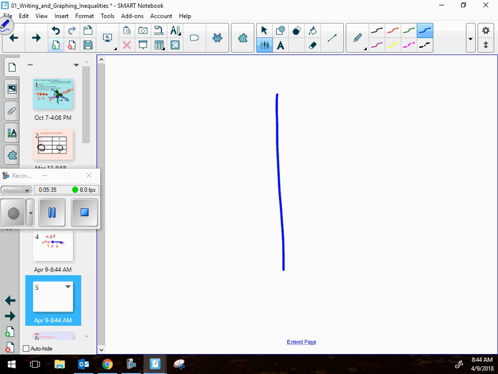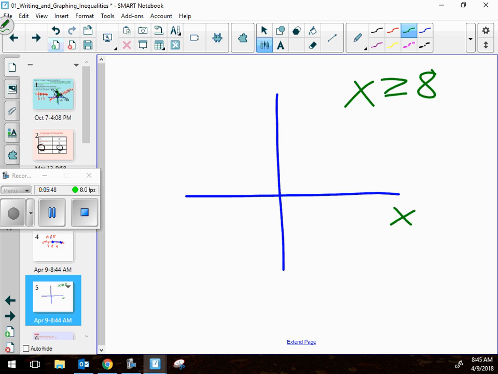How do I, on an XY graph, graph X is greater than or equal to 8? Well, first of all, you got to figure out where X is 8. Do you get this as the X-axis down here? Do you get that X would be 8, like maybe there? And then the line X equals 8 becomes important. That's where X equals 8.